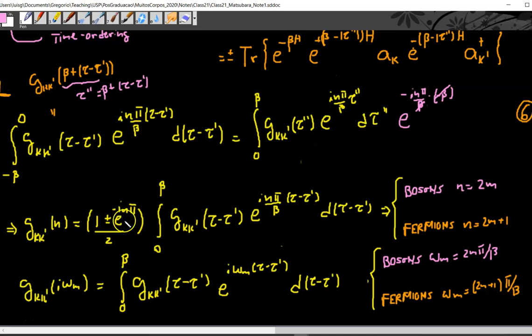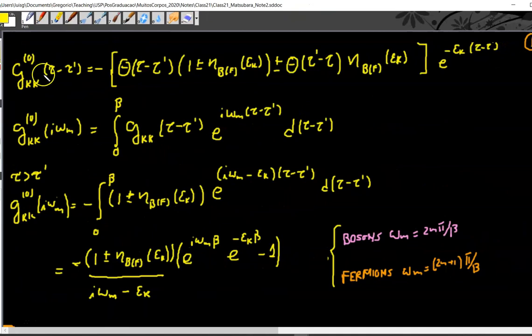I'll leave that to you, but for bosons or for fermions, these Matsubara frequencies would be either an even number for bosons, or an odd number of pi over beta for fermions. So that essentially tells me that whenever I do a Fourier transform of these imaginary time Matsubara functions, I get this, okay? And so let's do this calculation for the free case.